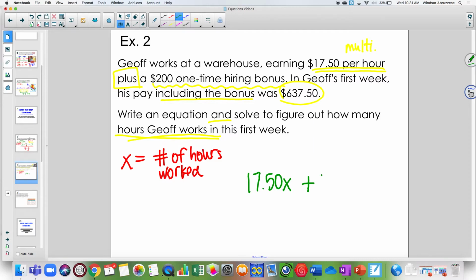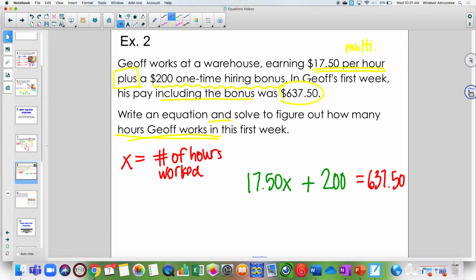Plus his one-time bonus. The one-time bonus does not get the X because it is not related to the hours he's working. He only gets it once, it will stay $200, and he will not get it again. And how much, including that bonus, was in his paycheck? $637.50. There is our equation.